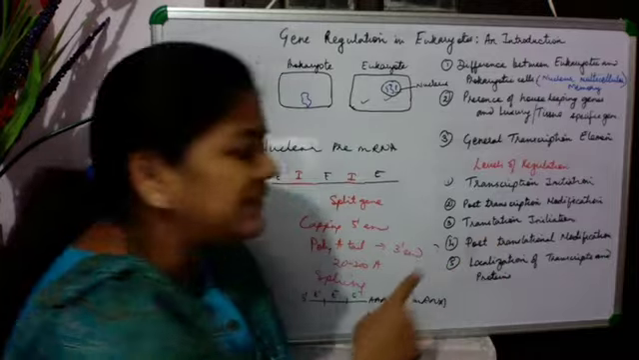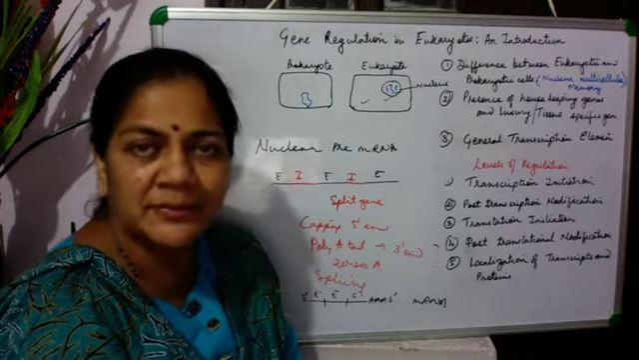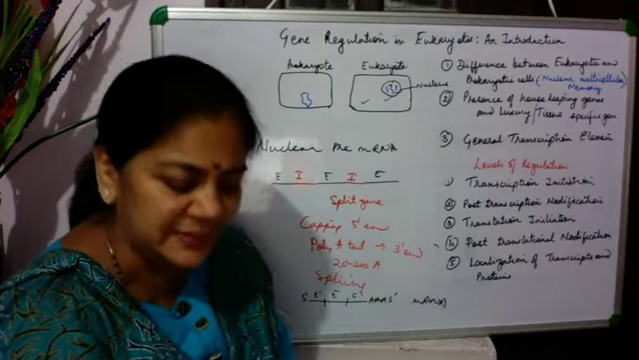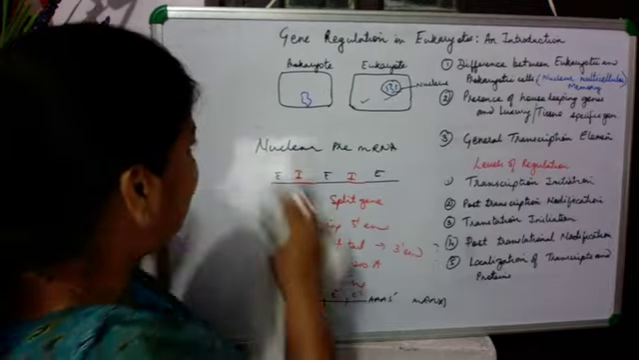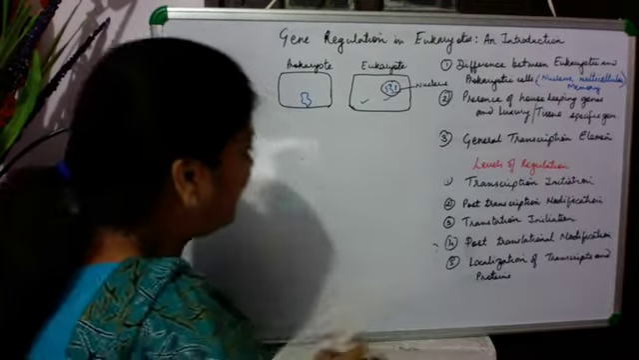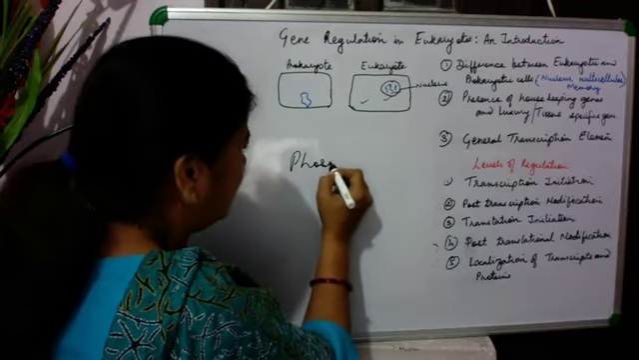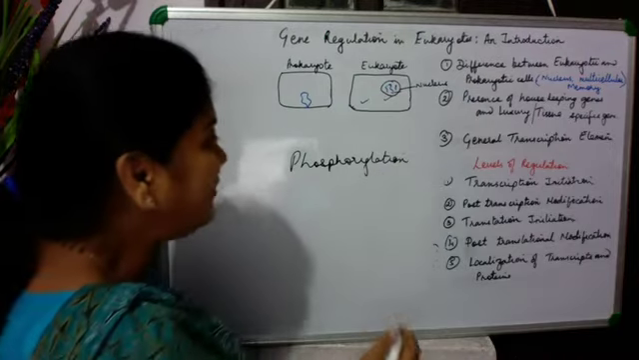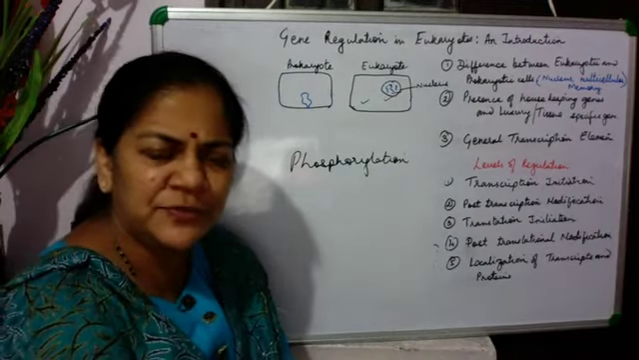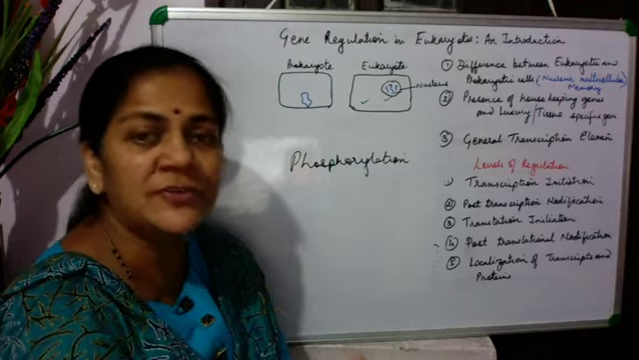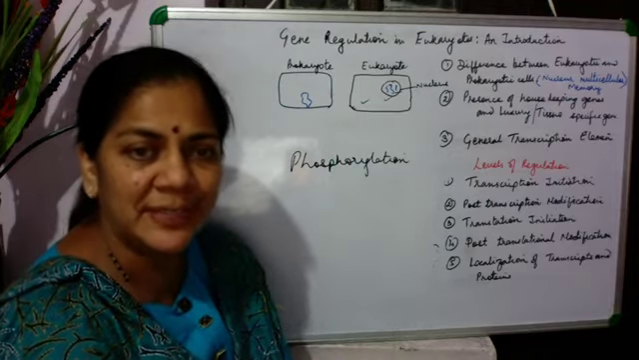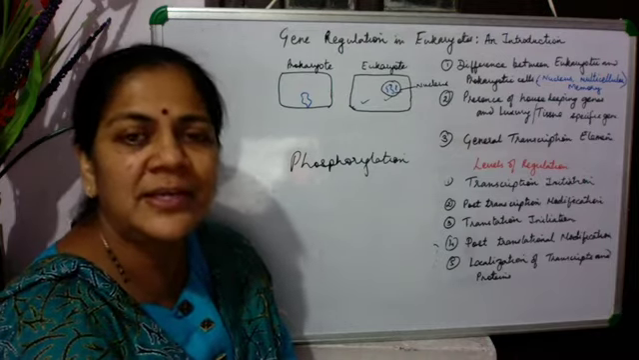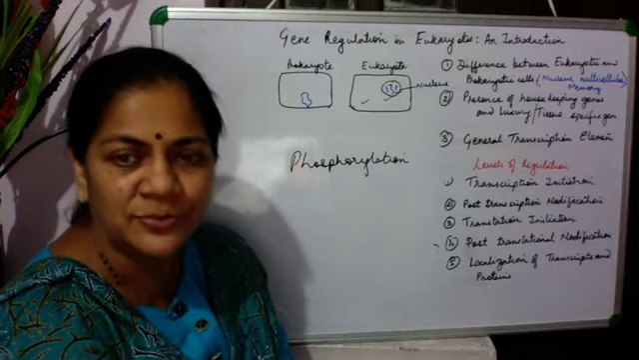Then post-translational modification. This is a very important step where a protein is modified in different manners, and the most common form of post-translational modification is phosphorylation. Many proteins are activated only when they are phosphorylated. So the phosphorylation step is again a regulatory step. If a protein is not phosphorylated, even if it is present, it is not activated. Other kinds of modifications are sumoylation, ADP ribosylation, ubiquitination, and so on.